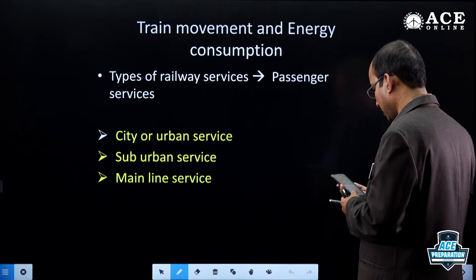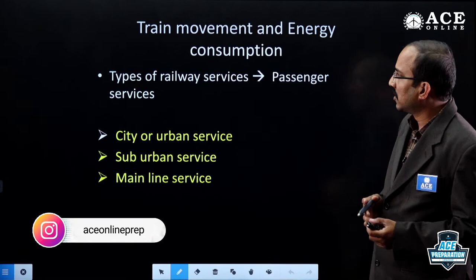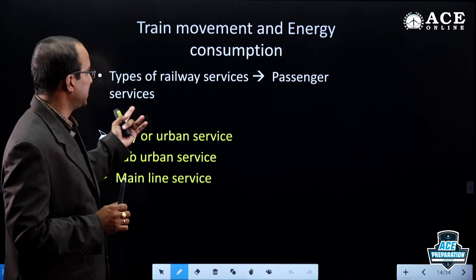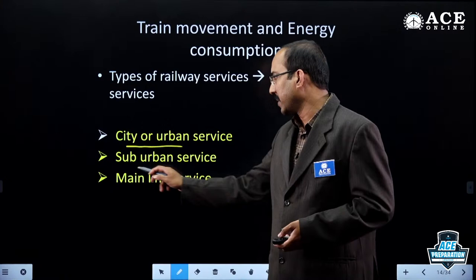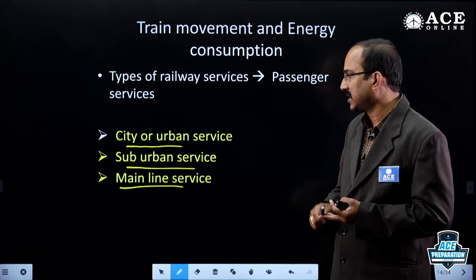So here, train movement and energy consumption, let us observe. What are the types of railway services? We have two types: one is passenger services and the other is goods services. Coming to passenger services, we can go through three classifications: city or urban service, suburban service, and mainline service. Now let us look into the details.